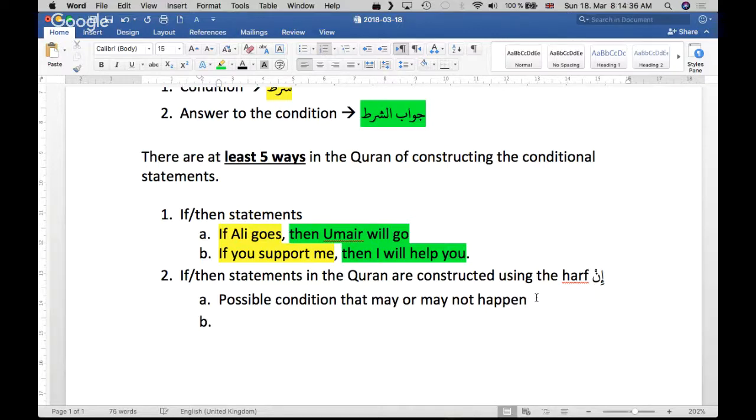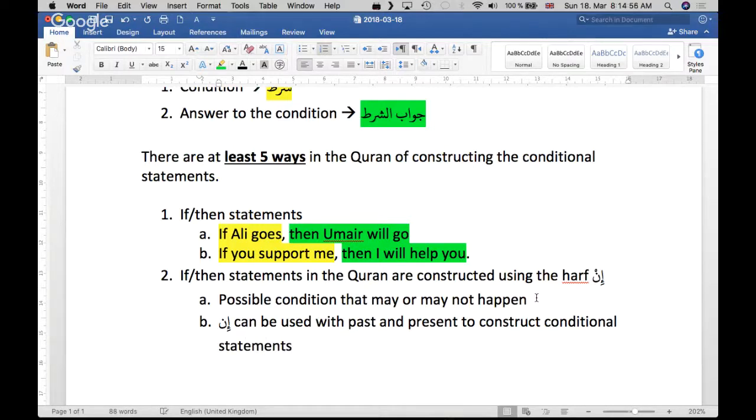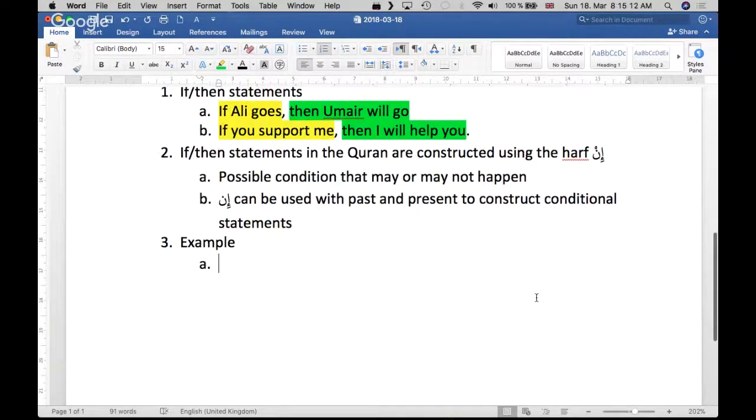But "in" can be used with past and present both, to construct conditional statements. Are you with me? Good. So let me construct an example here. Now we know there is a word called Zahaba. Zahaba means to go.